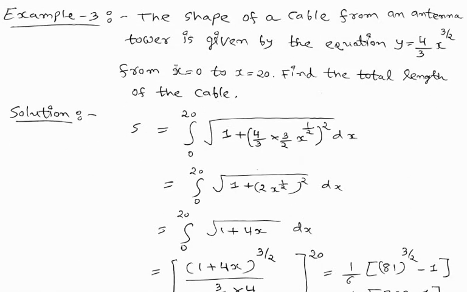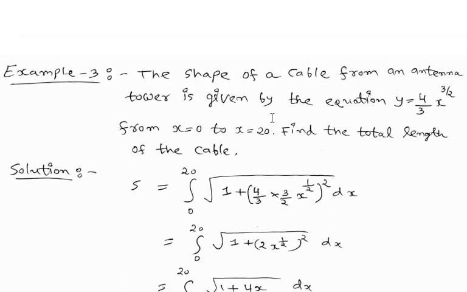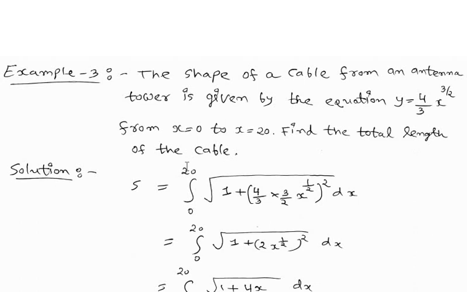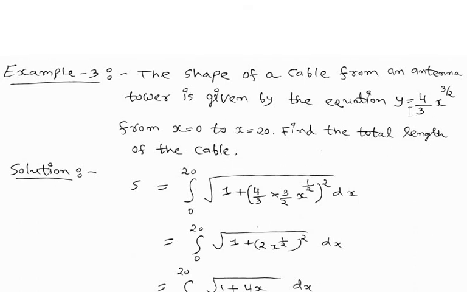Now consider example number 3: the shape of a cable from an antenna tower is given by the equation y equals 4 by 3 x raised to 3 by 2 from x equals 0 to x equals 20. We have to find out the total length of the cable. Now you can see that this function y equals 4 by 3 x raised to 3 by 2 is of the form y equals function of x.